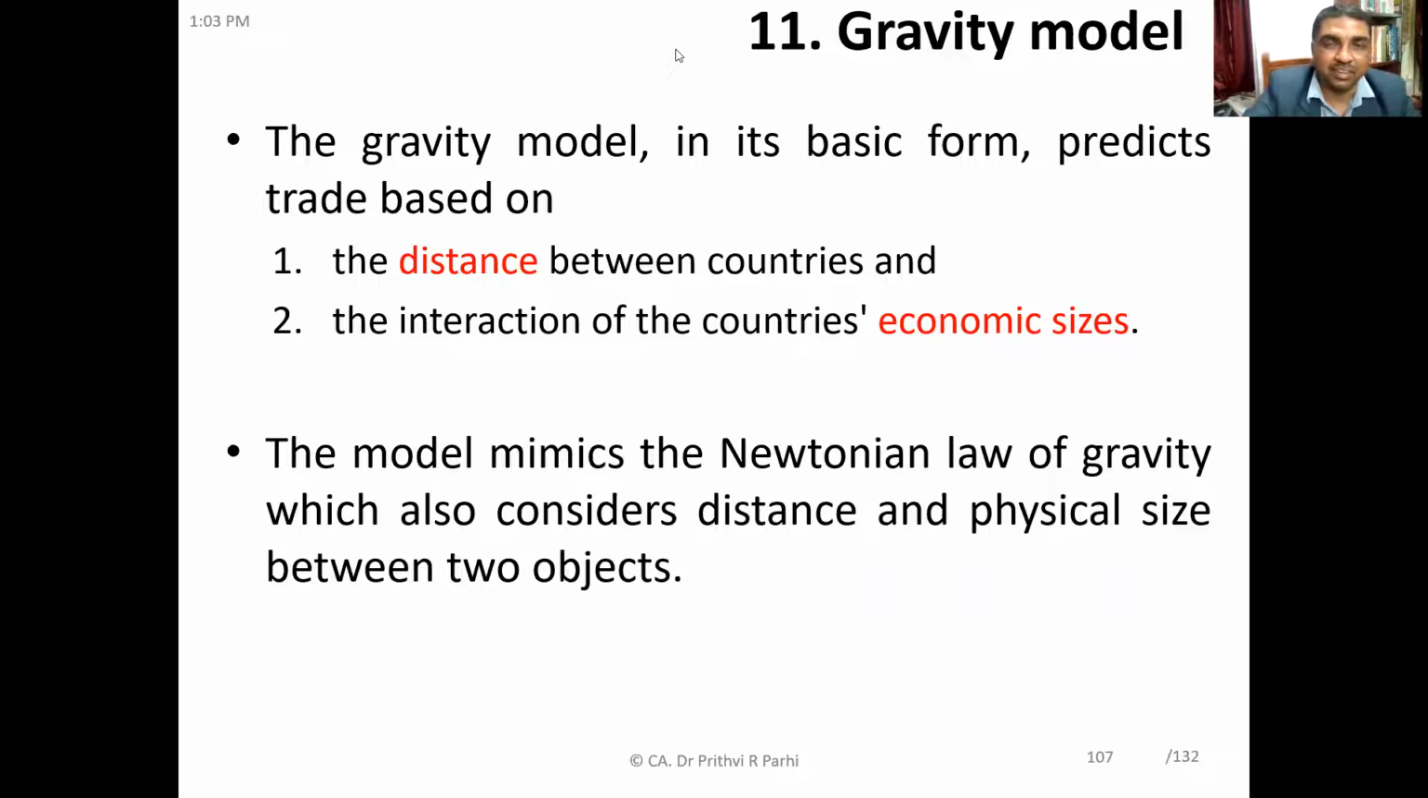Okay, friends. So this is how we have completed all the important theories of international trade. Is it clear to you? Any doubt? Hope there is no doubt.